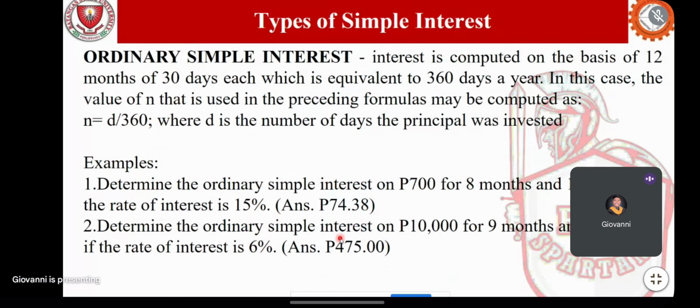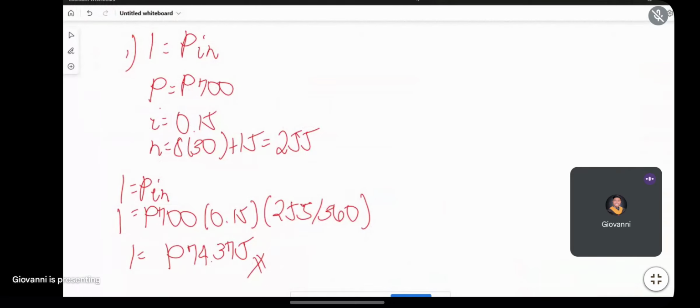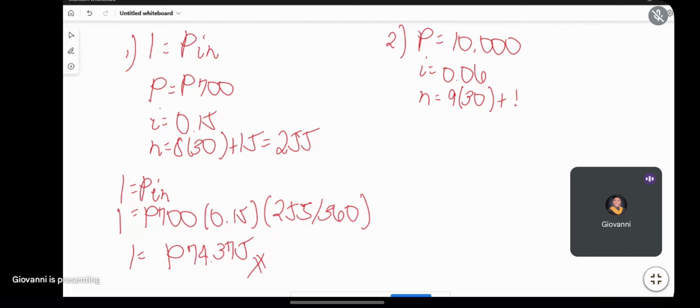And number 2, determine the ordinary simple interest on 10,000 pesos for 9 months and 15 days if the rate of interest is 6%. So for number 2, we have P is equals to 10,000. r is equals to 0.06. Then n is equals to 9 months times 30 days plus 15 days. So, ilan po ang n? We have 285 days.